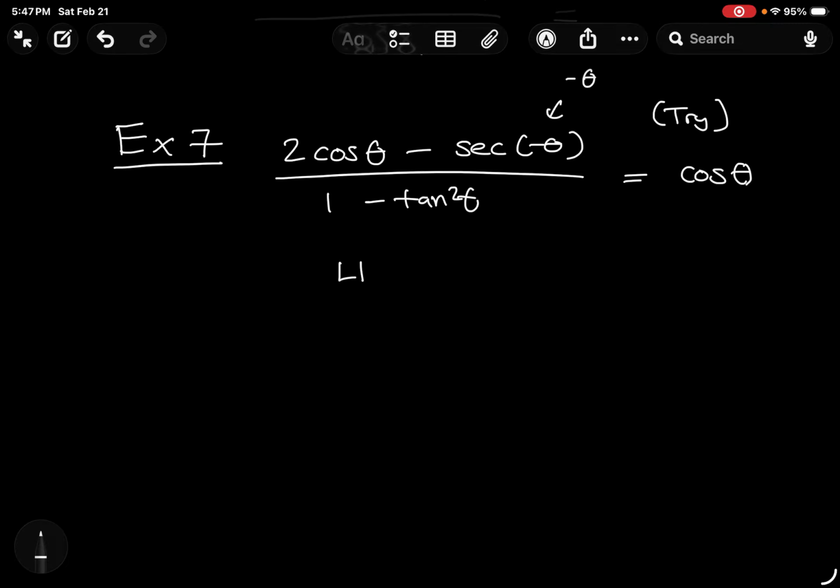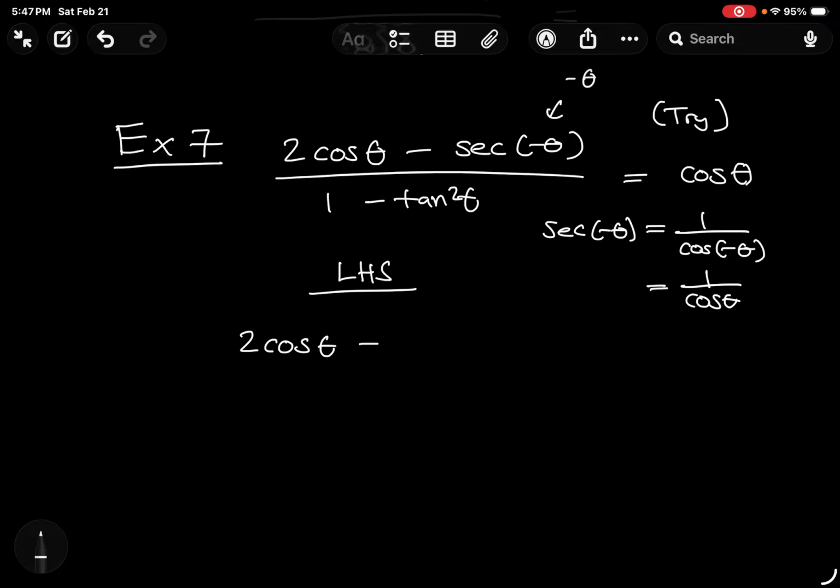So my hint was the left-hand side is the more complicated side. So what I'm going to do first is simply rewrite secant of negative theta. I'm just going to show the work here on the side. Secant of negative theta is 1 over cosine of negative theta. And 1 over cosine negative theta is just 1 over cosine theta. If you show the work on the side, that's okay, but always show your work on a quiz or test so you don't lose points.